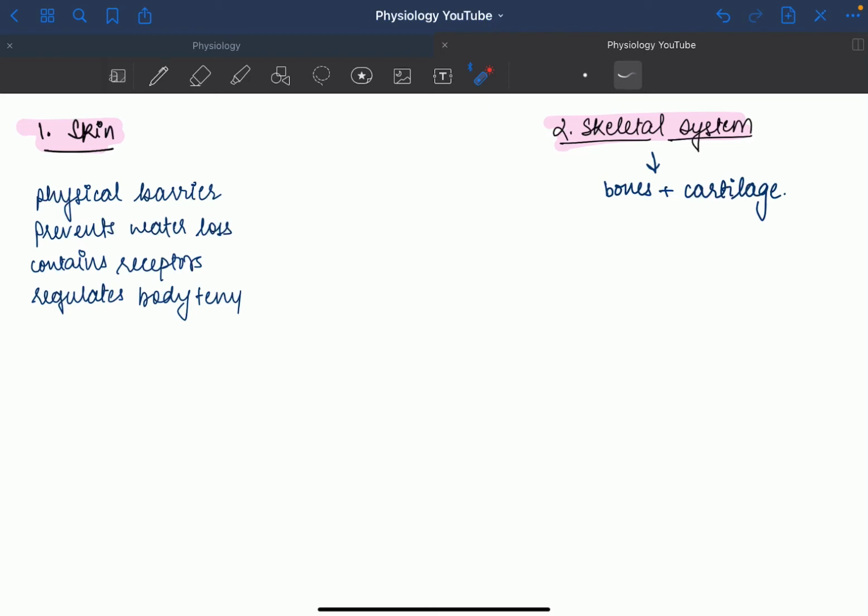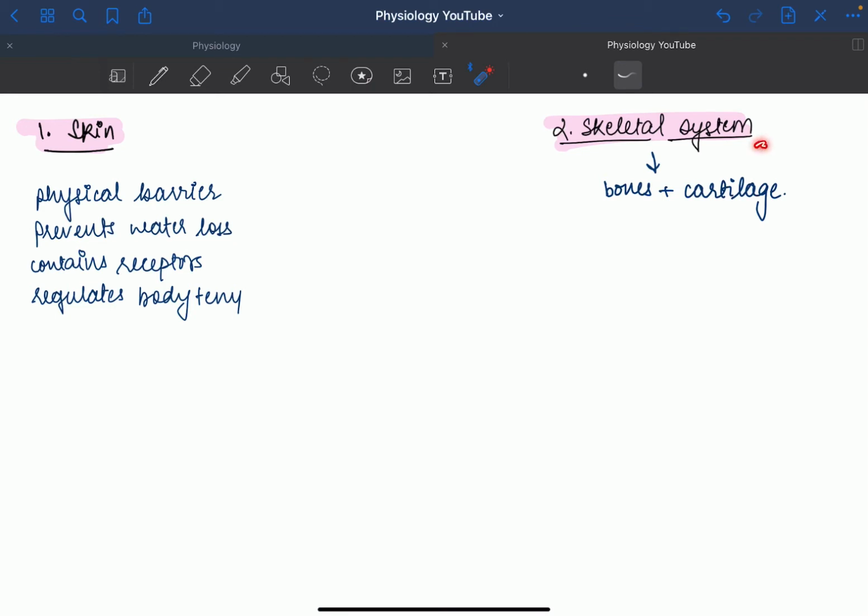So this is the first chapter of the unit General Physiology, and we will see the overall view of all the systems in the body. So first is the skin. Skin acts as a physical barrier against the entry of microorganisms and other harmful substances. It prevents water loss, contains receptors like touch receptors and heat receptors, and it regulates the body temperature.